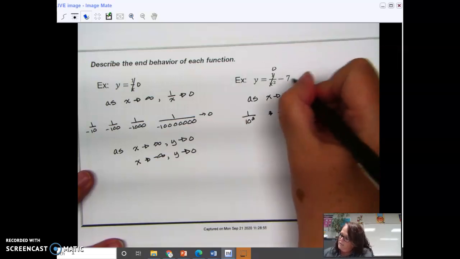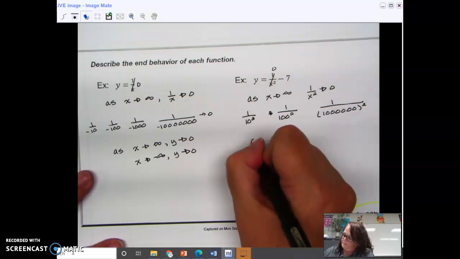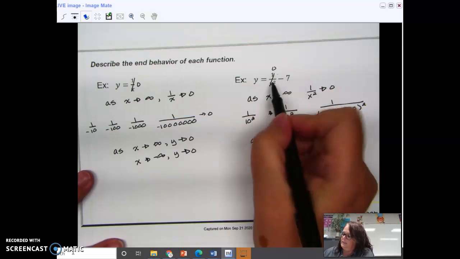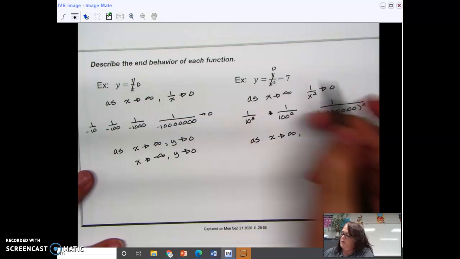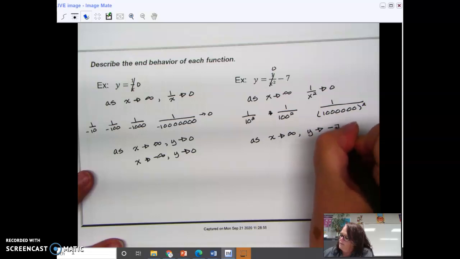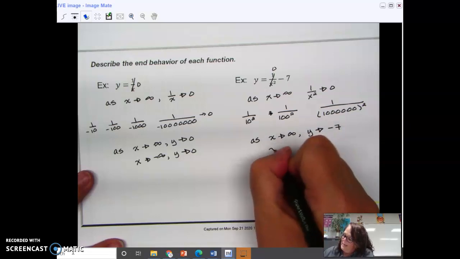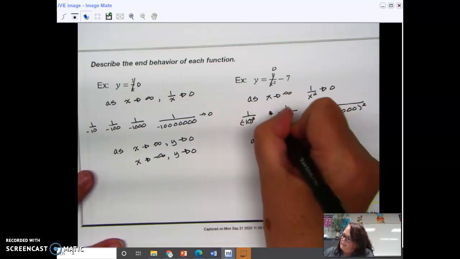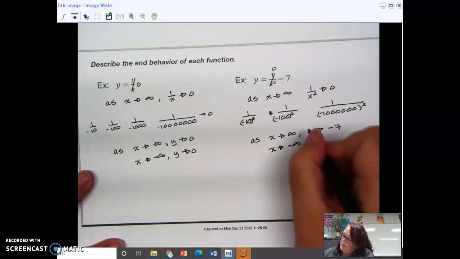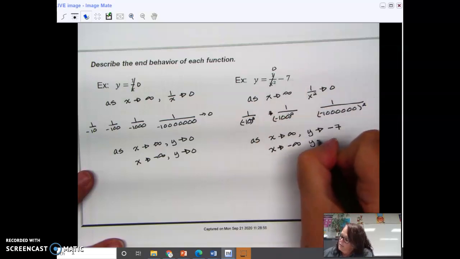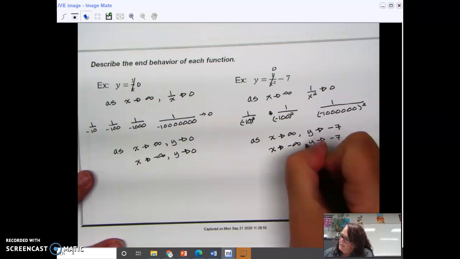And so y is approaching 0 minus 7. So as x is going to positive infinity, this is becoming 0. And 0 minus 7 is negative 7. So y is approaching negative 7. And as x is going to negative infinity, even if I change the signs on these, I'm still approaching 0. And so if this is approaching 0, then y is approaching 0 minus 7, which is negative 7.